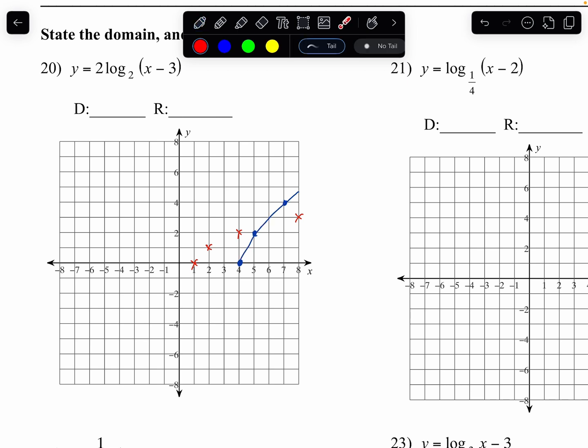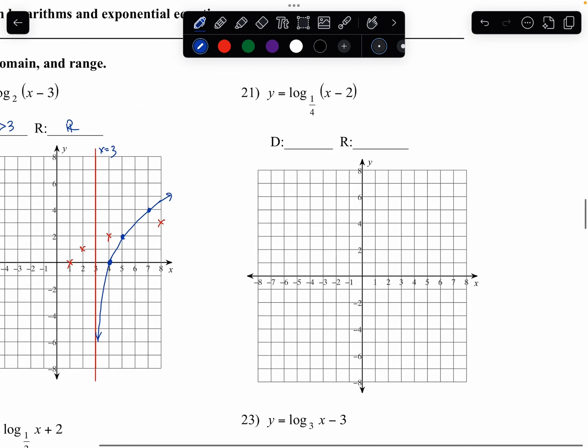Now the asymptotes for logarithms are going to run vertically, and we have to move it to the right 3, so that would put the asymptote at x equals 3. And then the domain is x is going to be greater than 3, and the range here will be all real numbers.